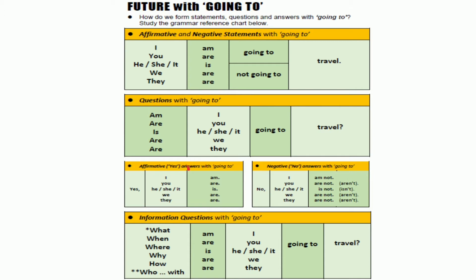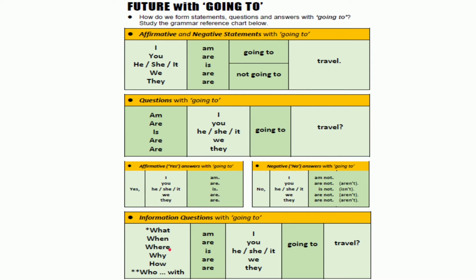How do you answer affirmative answers with going to? For example, are you going to travel? For affirmative you answer: yes, I am. Yes, you are. Yes, he is. Yes, we are. And yes, they are. For negative answers: no, I'm not. No, you are not, you aren't. Short form here. No, he is not, he isn't. No, we are not, we aren't. No, they are not, they aren't.